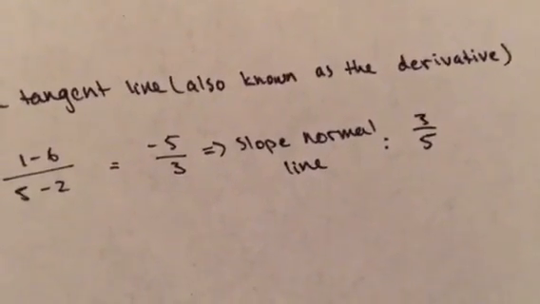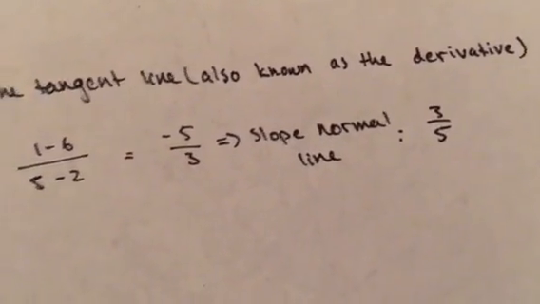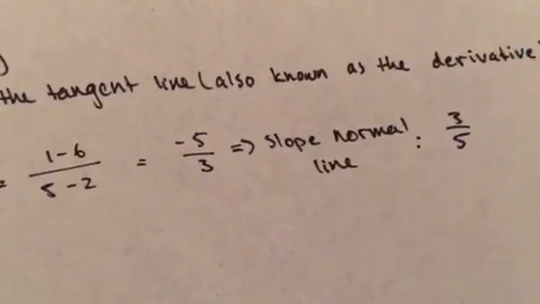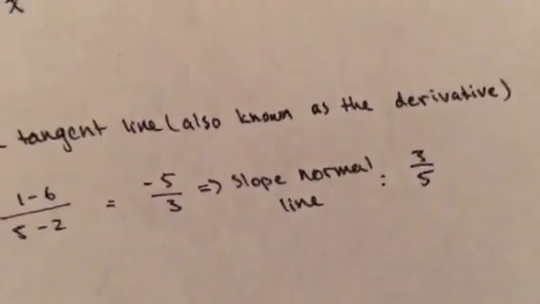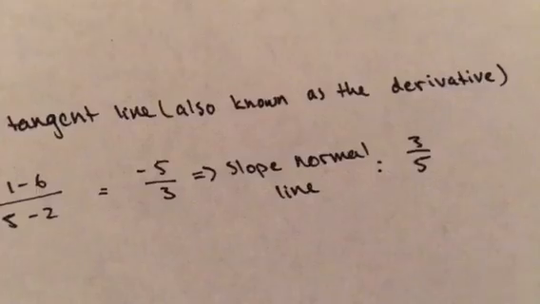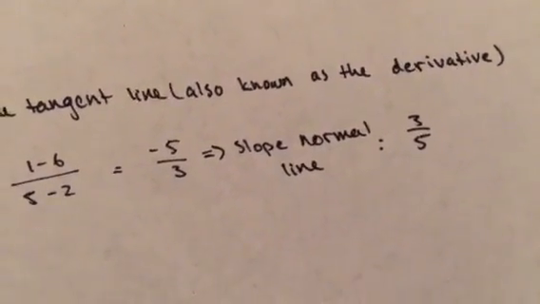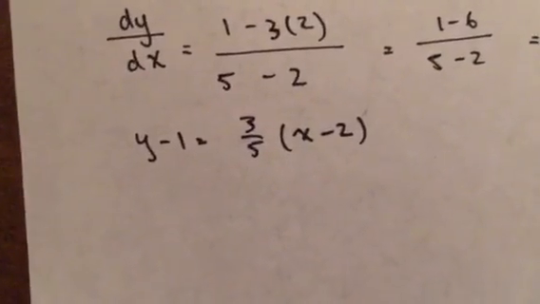And we can tell this is true because if you multiply the two slopes together, if they're negative reciprocals, the product should be negative 1. And then the final step is putting together the slope and the points to write an equation. And this equation is written in point-slope form.